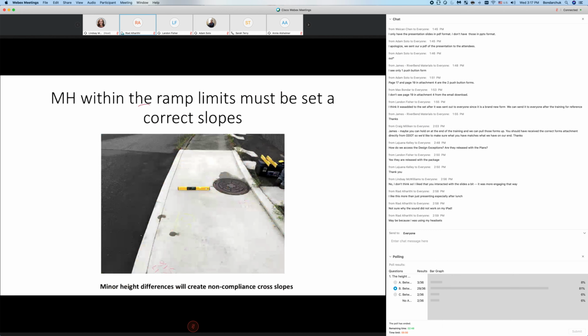Manhole within a ramp limit must be set at the correct slope again. Those manholes, we try to avoid them. If we cannot avoid them, they need to meet again the slopes in both directions. They need to be flush. They shouldn't be causing any differential slope. Any minor misalignment would create differential slope, and that will not pass.